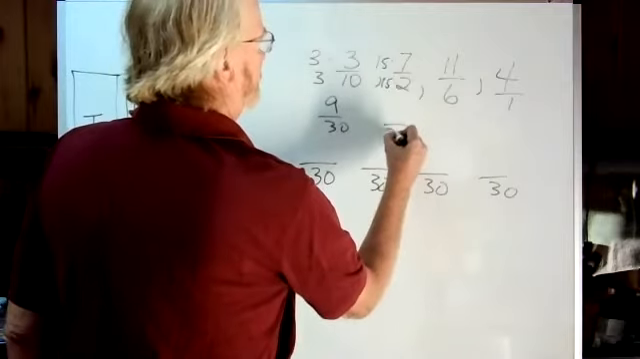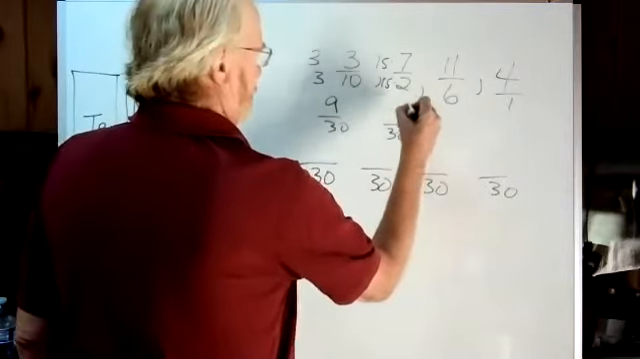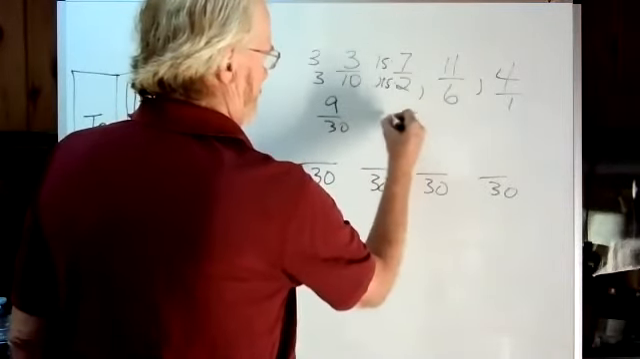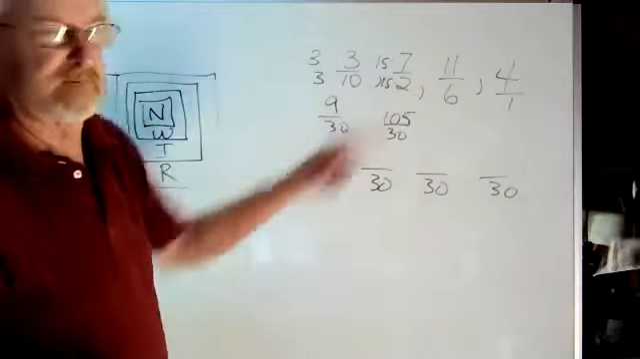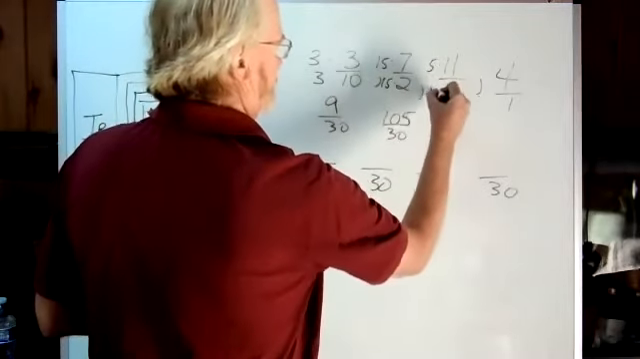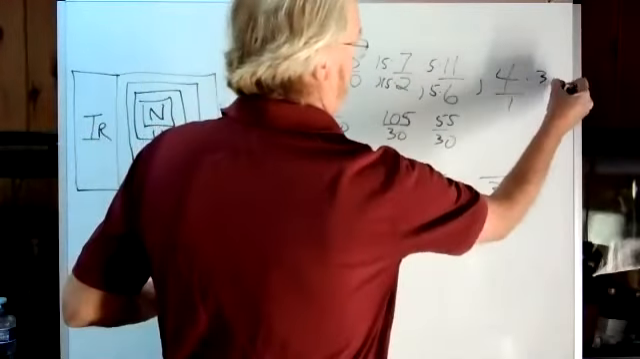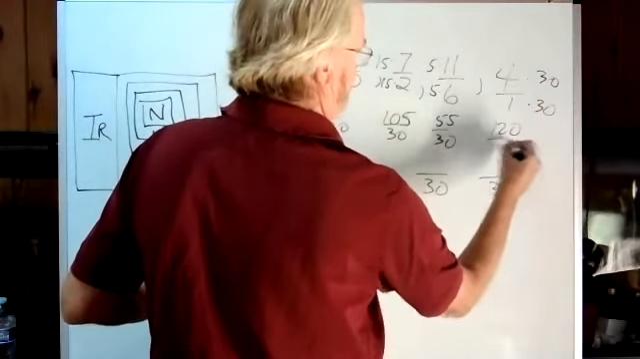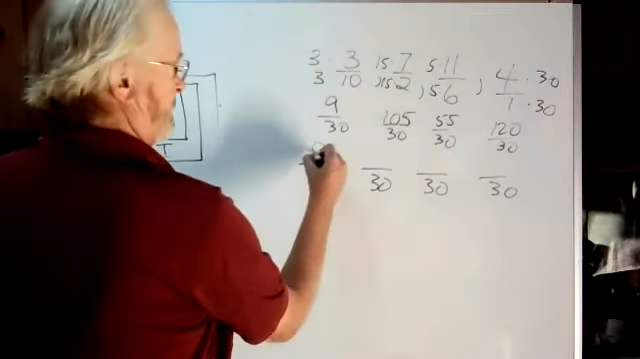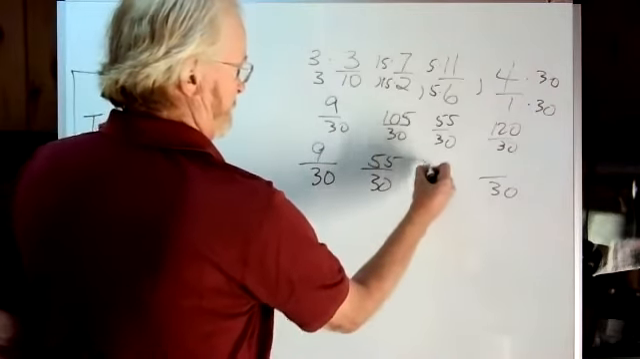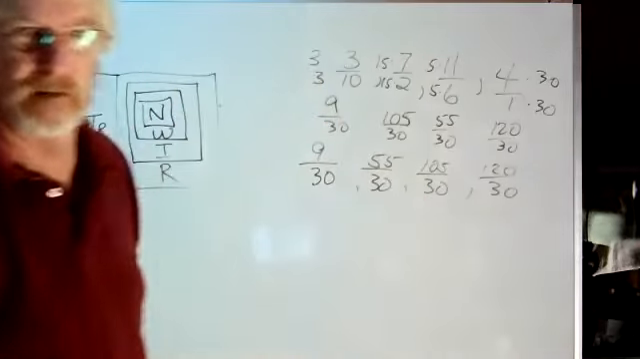That's going to be 7 times 5. 7 times 5 is 35. And 105. 105 30ths. 5 over 5. You get to 55 30ths. And obviously 30 over 30. 120 30ths. Now I can put them in order from smallest to largest. 9, 55, 105, 120. Mom might want commas.